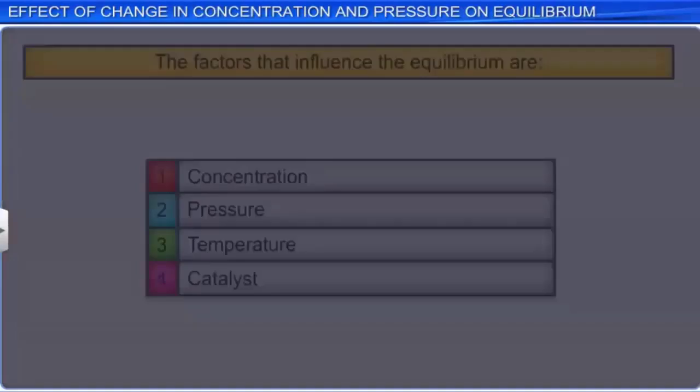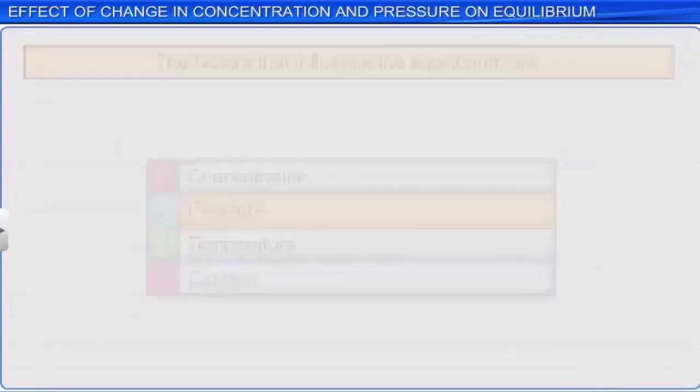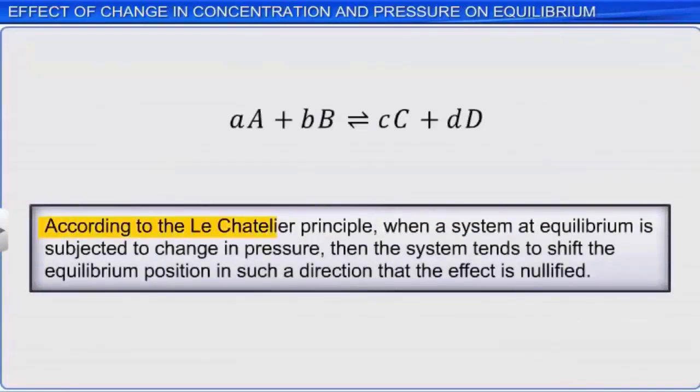Let us now study the effect of pressure change on a system at equilibrium. According to Le Chatelier's principle, when a system at equilibrium is subjected to change in pressure, the system tends to shift the equilibrium position in such a direction that the effect is nullified.